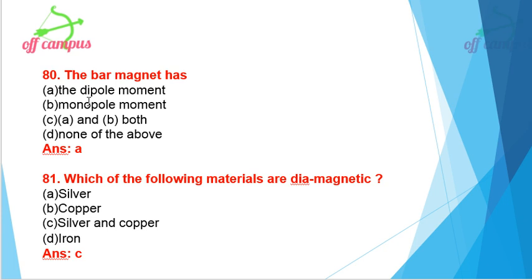Then question number 81. Which of the following materials are diamagnetic? Silver, copper, silver and copper, or iron. Diamagnetic materials are silver and copper. Option C, silver and copper, is the right option.